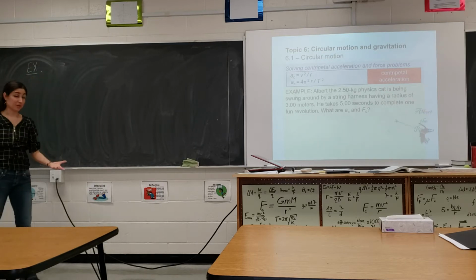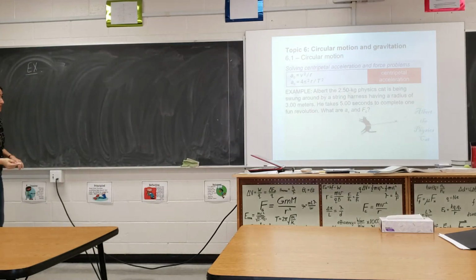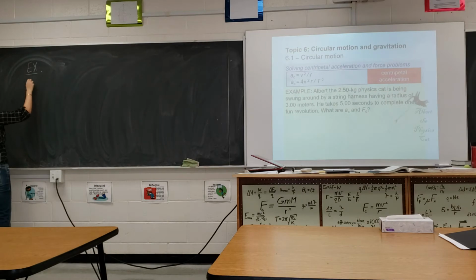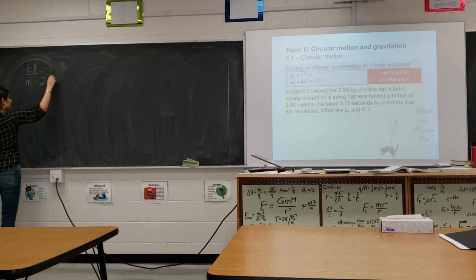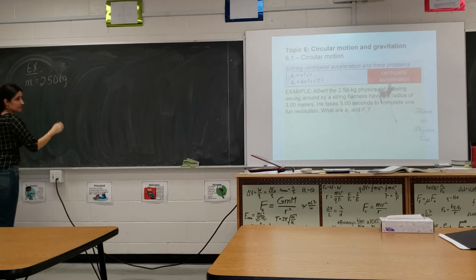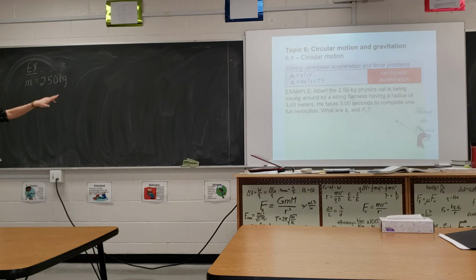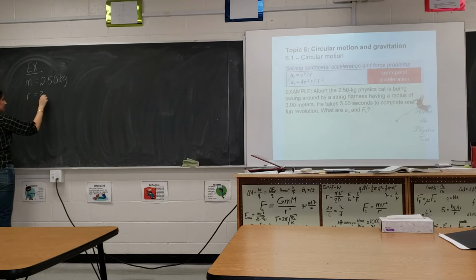So I want to write down what I'm given first. I'm given the mass, 2.5 kilograms. The radius of the circular path is 3 meters. So far I'm seeing 3 sig figs, 3 sig figs. He takes 5 seconds to complete one revolution. Remember, the time for one revolution is called the period. That's capital T.